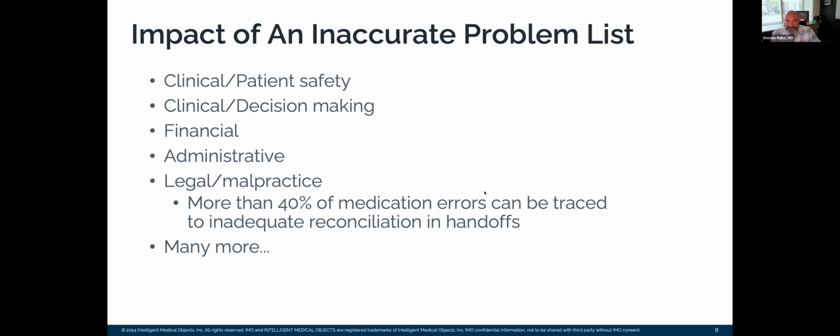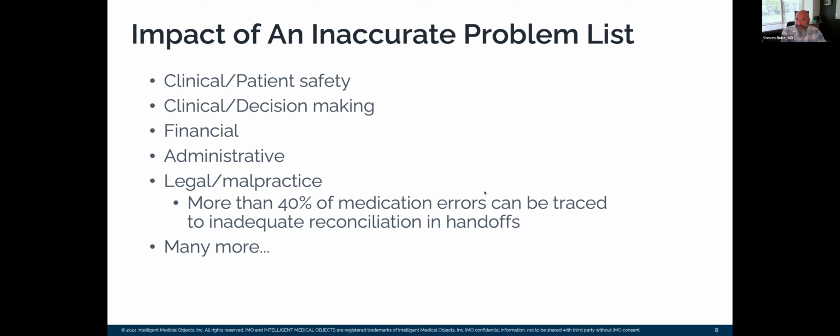There are administrative issues. Many institutions have resorted to hiring people to go back and spending large amounts of capital that is not readily available in order to bring these problem lists up to date. While some of those efforts are admirable, they are never as effective as the clinician being able to keep that problem list up to date themselves. There are legal and malpractice concerns. There was one study that showed up to 40% of medication errors can be traced to inadequate handoff and reconciliation.